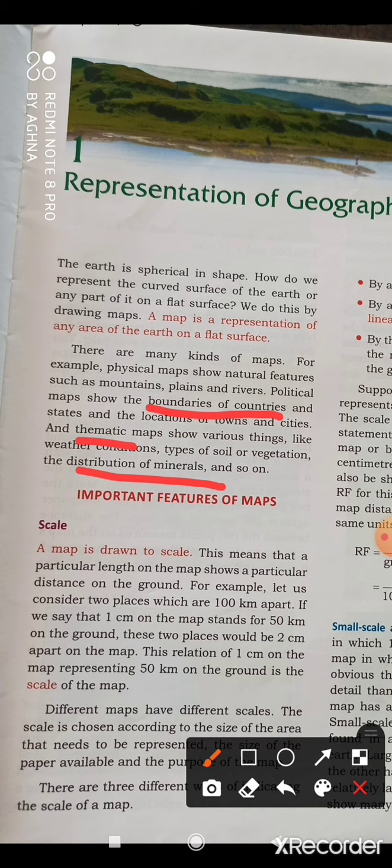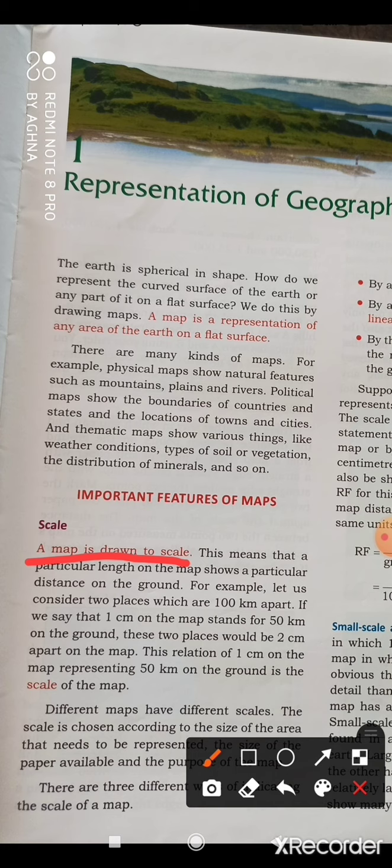Next is what is a scale. So this one also you have studied in 6th class. Let us just recall this one again. A map is drawn to scale. You have to remember this line, that a map is drawn to scale. Whenever we are going to draw any of the map, we use scale.